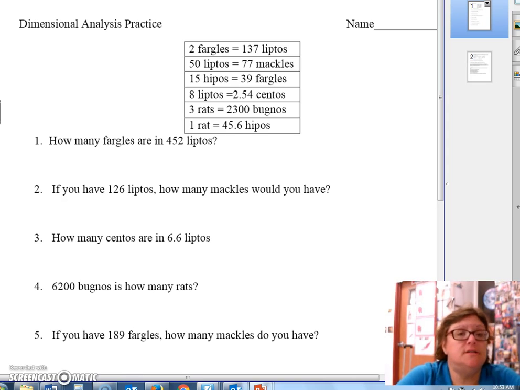Now we're going to do some nonsense ones. Our given equalities. I guess I should turn the slate on. We have 2 Fargals for every 137 Liptos, 50 Liptos for 77 Mackles, 15 Hippos for 39 Fargals, 8 Liptos for 2.54 Centos, 3 Rats for 2,300 Bugnose, and 1 Rat for 45.6 Hippos. How many Fargals are in 452 Liptos?